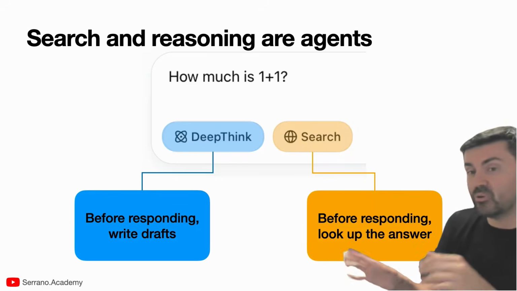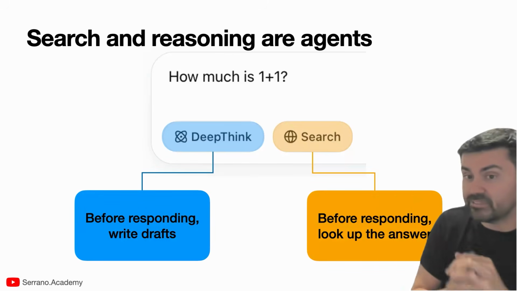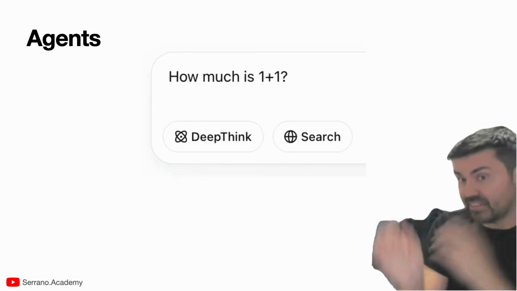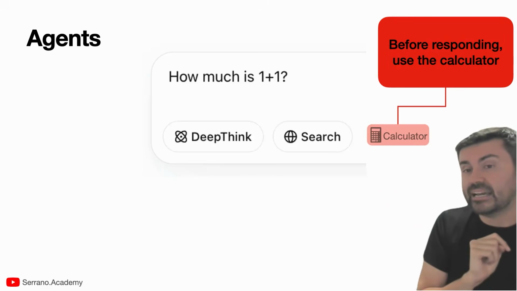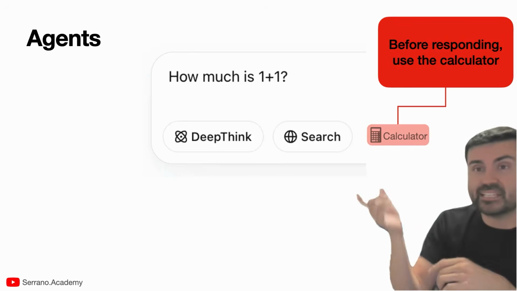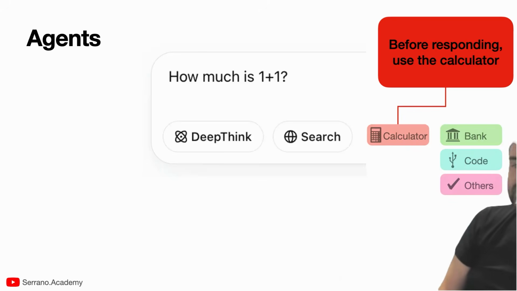So if I need to write a poem, I don't use any of the buttons. But if I have a math problem, I use the blue button. And if I have a fact problem, I use the yellow button. And sometimes I use both if I need something more complicated. Now imagine having more buttons. When I need a calculator button, for example, I can just press it. And if I ask a numerical question, I say, hey, before responding, use a calculator. I could also have a lot more buttons like bank or code or other things.